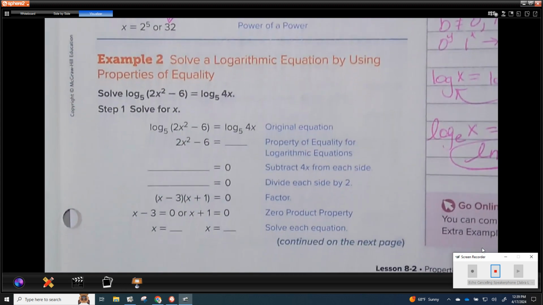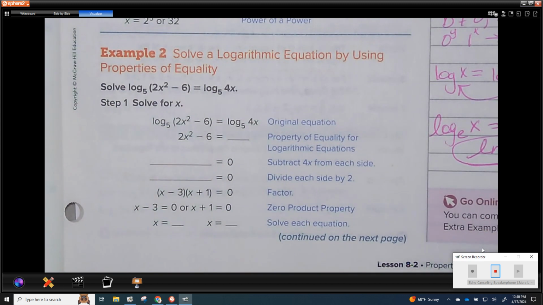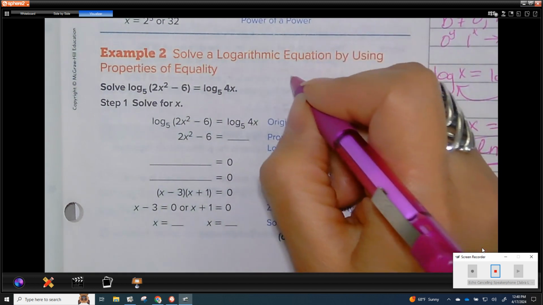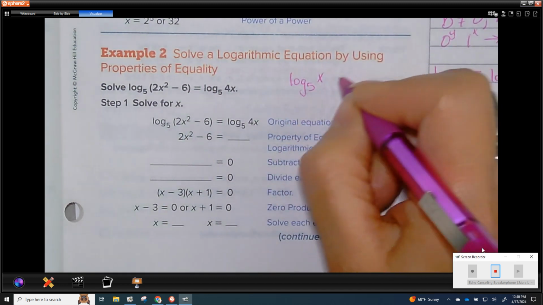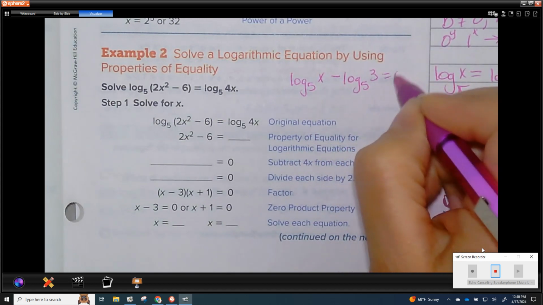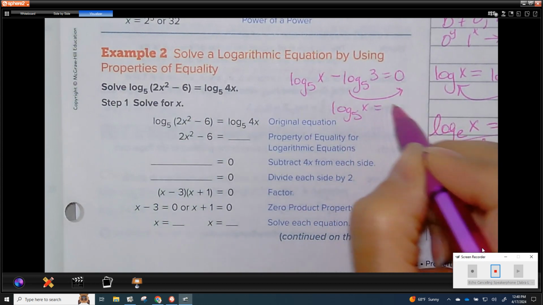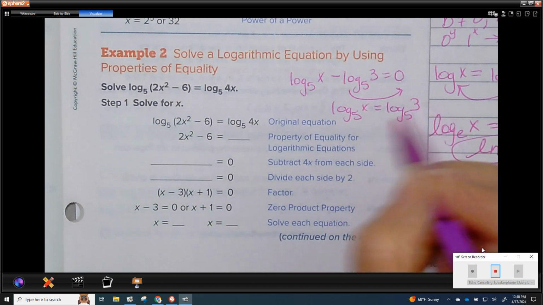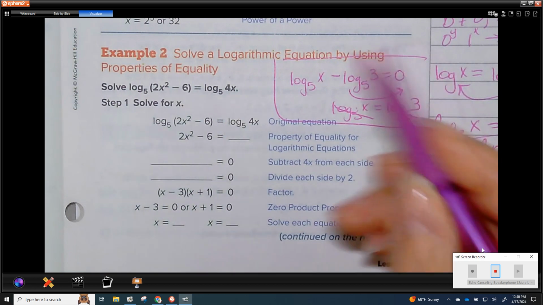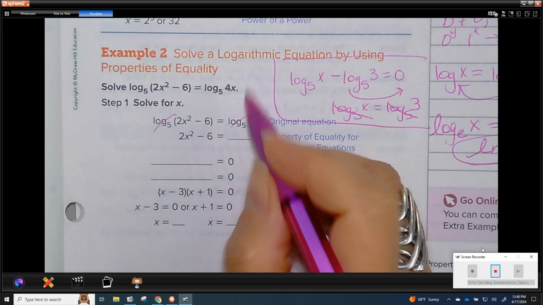All right, solve log equations using properties of equality. So here we have one log on each side of the equals. If you were to have this, you would have to move this over and then get log on each side, and then cancel the log, so x equals 3. That's just a separate example. But this one, there's already one on each side of the equals, so we could cross off the log and we get 2x minus 6 equals 4x.